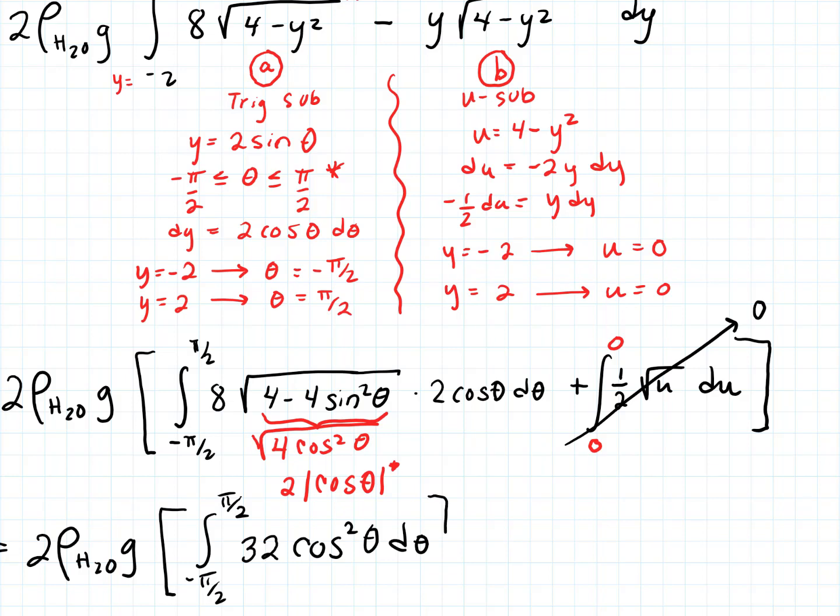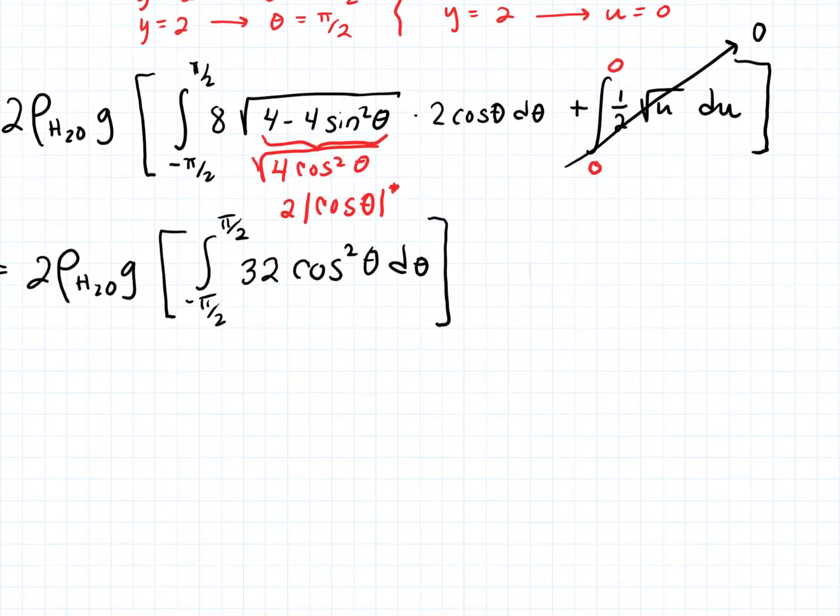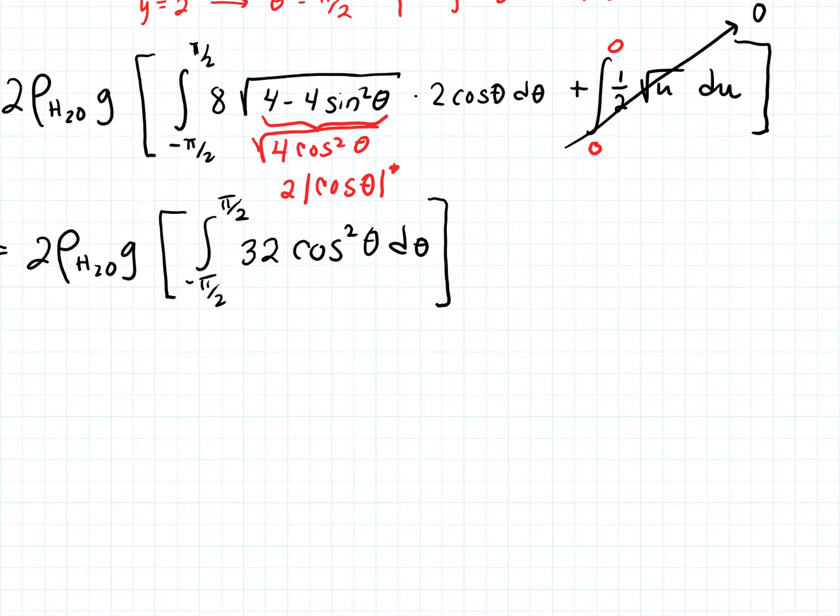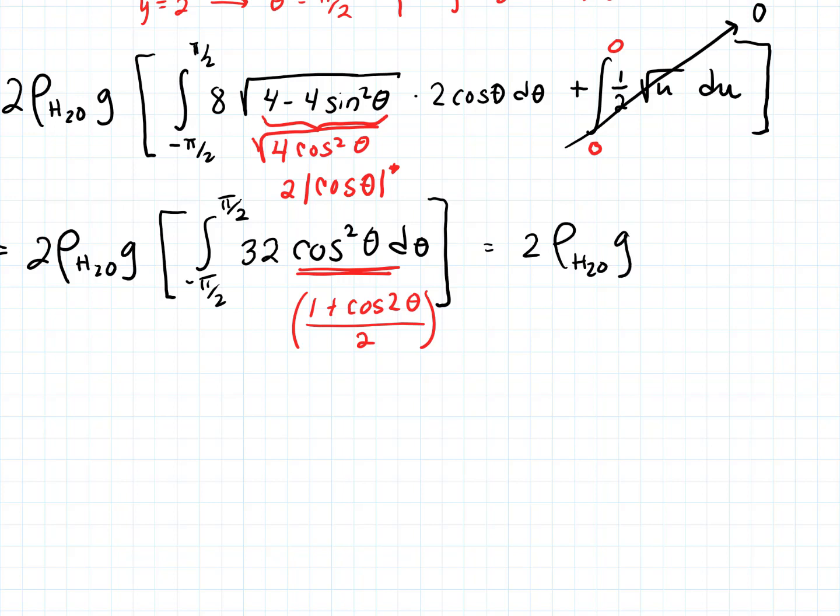So coming back down to where we had done the trig sub, if I continue now through this trig sub, this is going to be a trig integral, and so the cosine squared is going to be 1 plus the cosine of 2 theta over 2, and continuing here, this is going to be 2, bring my constants along, and now I'm looking at the integral from negative pi over 2 to pi over 2 of 16 times 1 plus the cosine of 2 theta d theta.